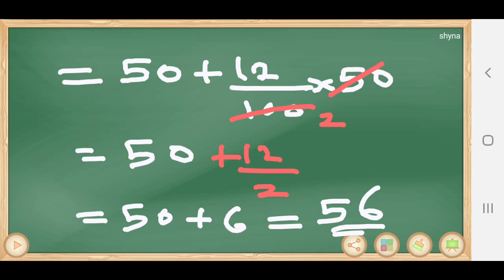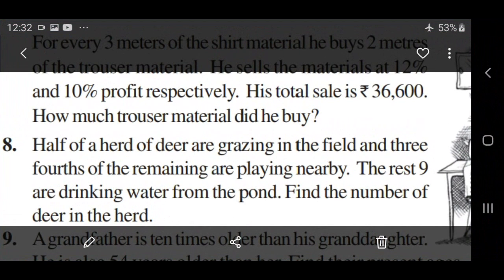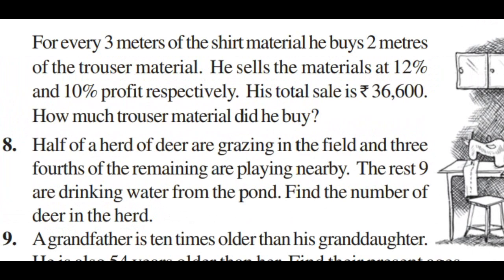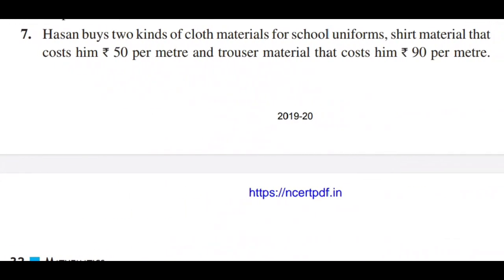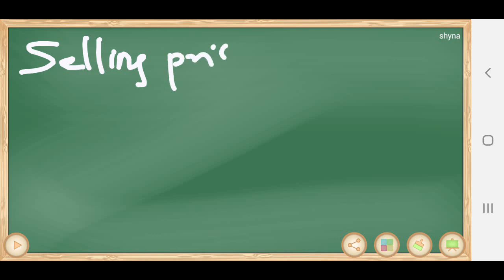In the same way we can find out the selling price for trouser material. In the case of trouser material, it is 10% profit. Then cost of 1 meter trouser material is 90. Then we can find out what is the selling price of 1 meter of trouser material.